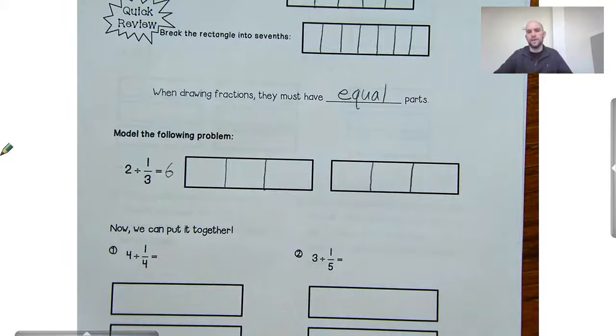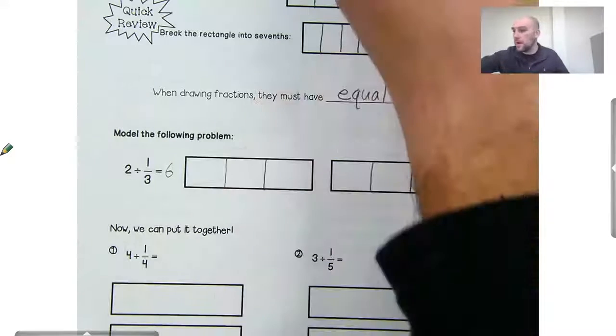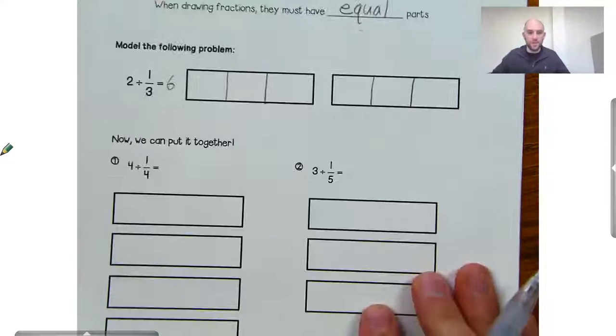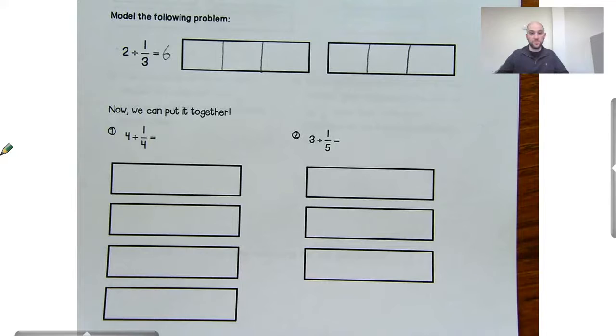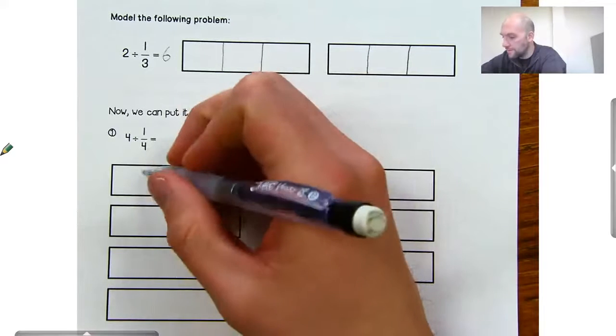So it's a little bit strange at first to divide by a fraction, but what we're doing is we're going to divide each whole by that fraction and then count the number of pieces. So we'll try it with some larger numbers here. So this time we have 4 divided by 1/4. So we need 4 wholes altogether, and we need to divide each one of those wholes into 4 parts and figure out how many parts there are.